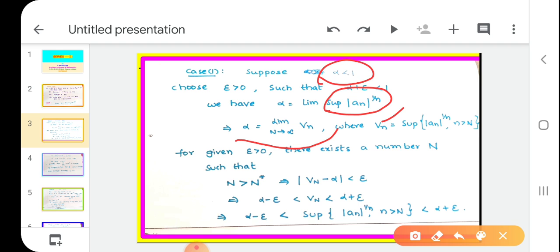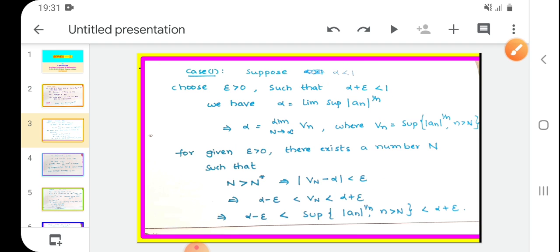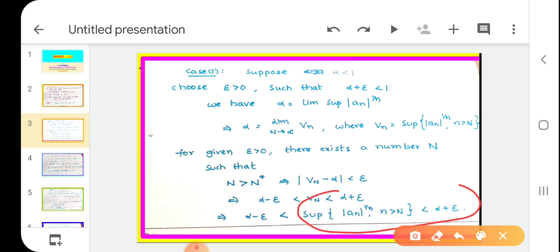By the limit definition, I write |Vn − α| < ε. If |Vn − α| < ε, then the value of Vn lies between α − ε and α + ε. Again I write the value of Vn here. So what we have here, α − ε < sup |an|^(1/n) < α + ε. Now I take this part only, not α − ε. I will take only sup |an|^(1/n) < α + ε.